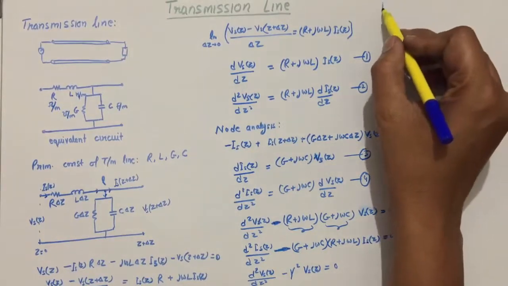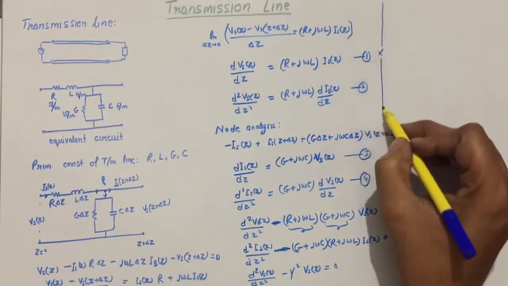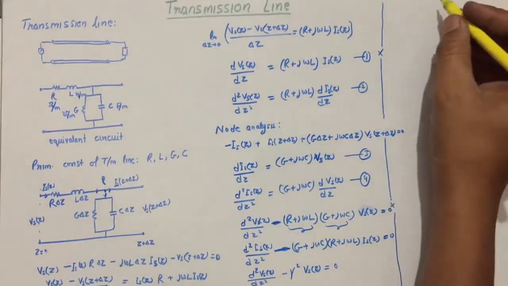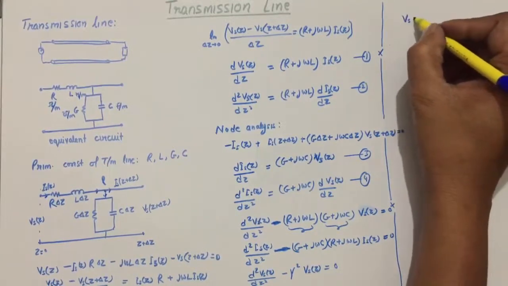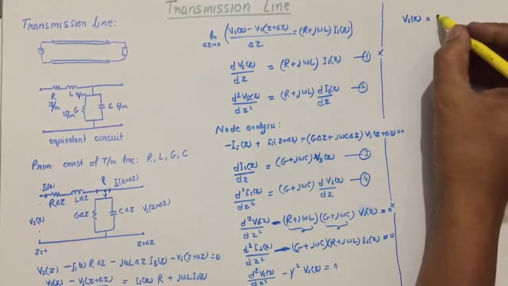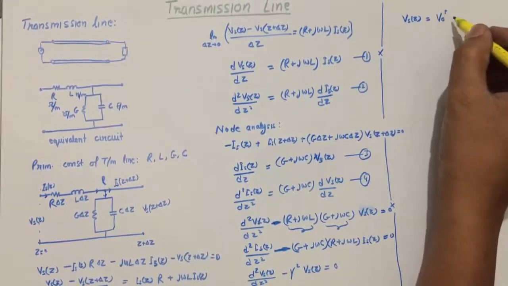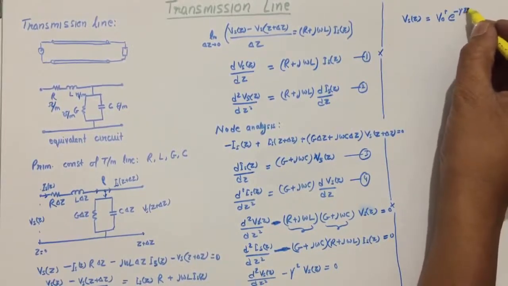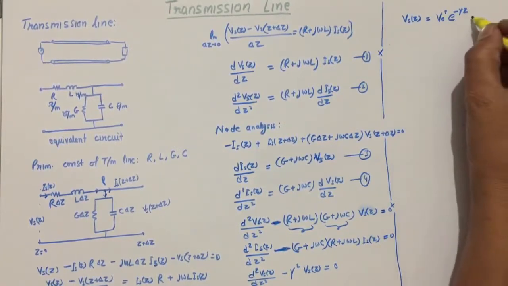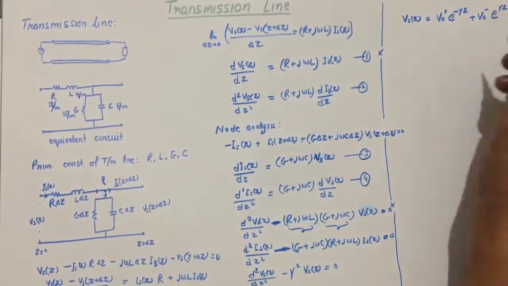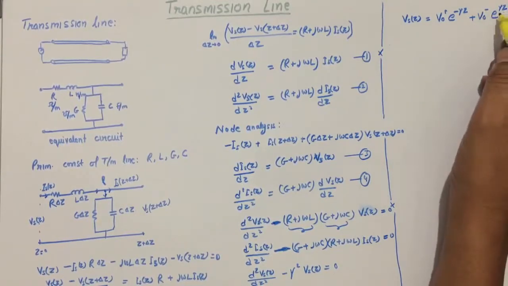And now if we try to find the solution of these differential equations, then we can have V_s(z) equal to the positive traveling wave, e^(-γz), in the positive z direction, and the negative traveling wave, which is e^(+γz). Negative and positive is just the direction of the propagation.